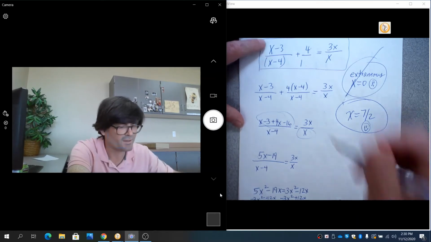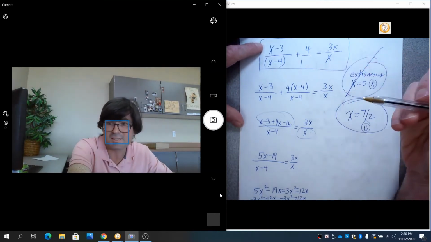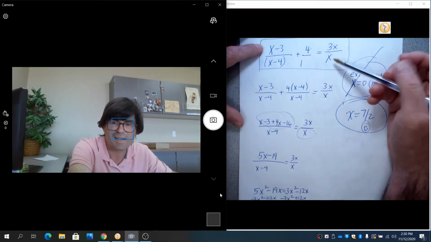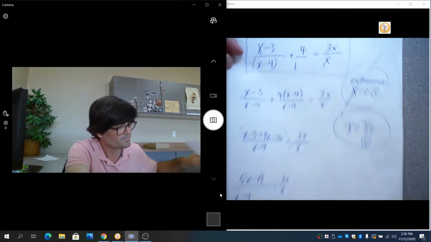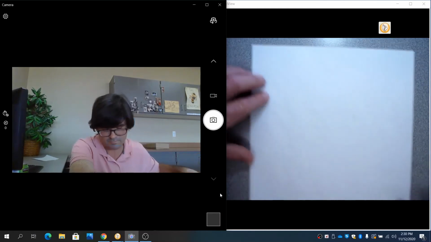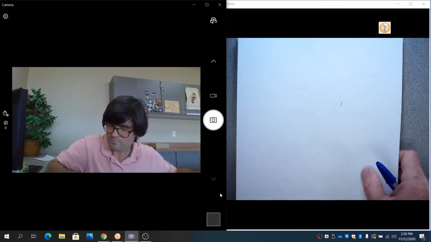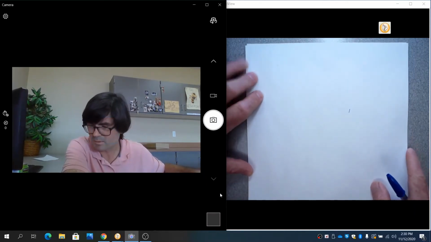One other thing to consider: if you had canceled this x out, you'd still have gotten 0 as an answer. You might not have realized it was extraneous. So canceling things with x out prematurely can just allow you to make mistakes. Okay. Try 1, 2 more here.